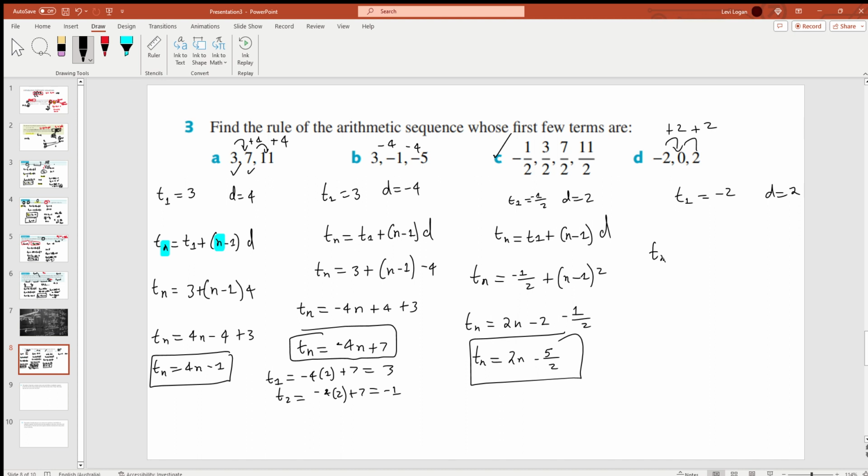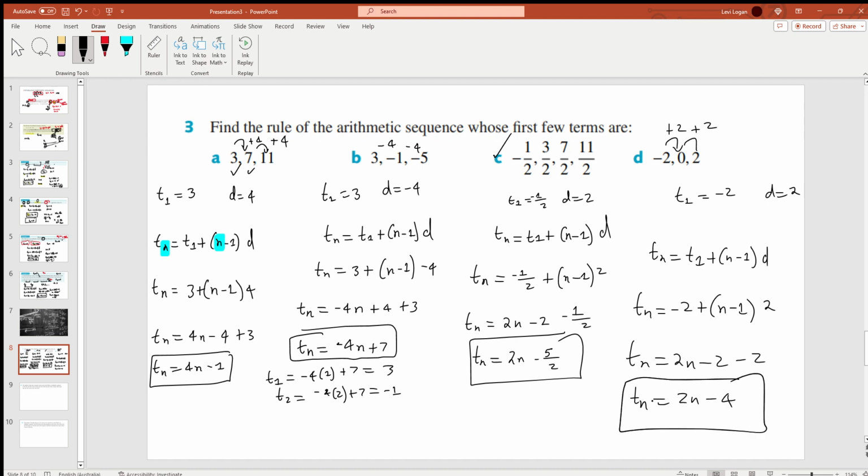So T of n equals T of 1 plus n minus 1 times by D. So therefore T of n equals -2 plus n minus 1 times by 2. So we get T of n equals 2n minus 2 minus 2. So therefore T of n equals 2n minus 4. And that's the general rule for D.